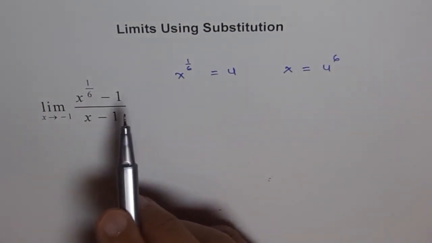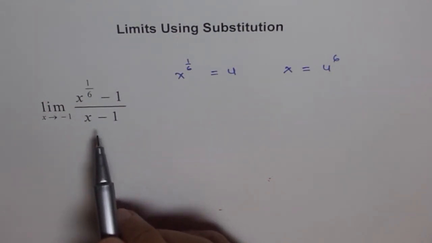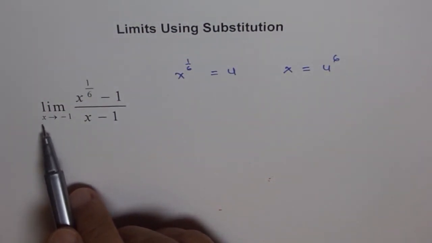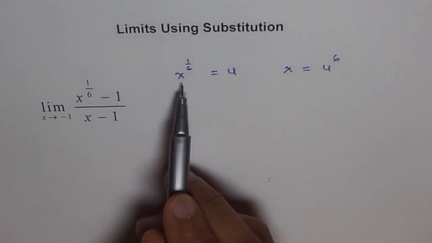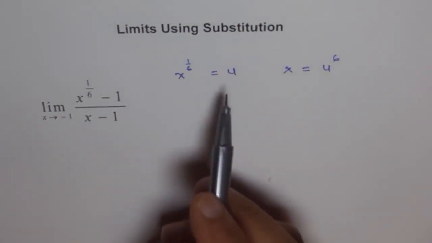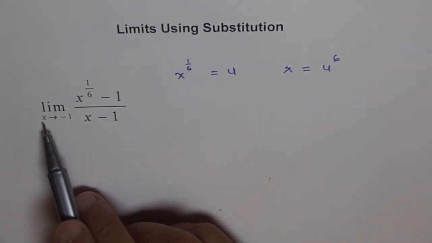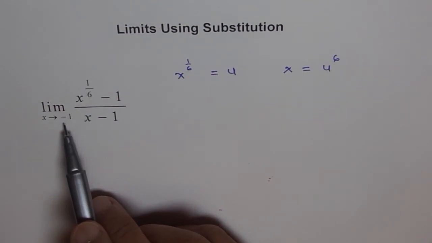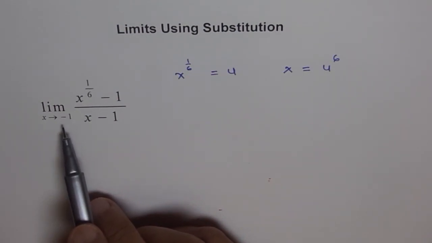And also when we are replacing all these things, we have to replace the x in the limit, right? Because we are replacing a variable with another variable. So what happens when x is approaching minus 1? That means what happens to u as x approaches minus 1?